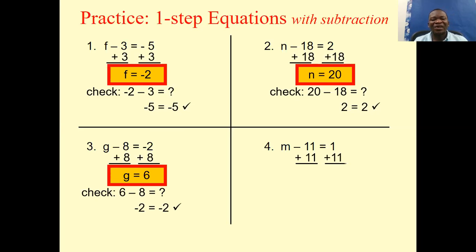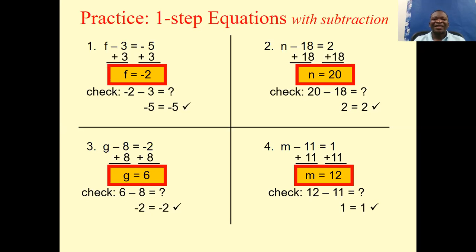The same thing for the fourth question. Our variable is m. The operation is subtraction. The inverse of subtraction is addition. So we add 11 to both the left-hand side and the right-hand side. Okay. Minus 11 plus 11 cancel out. We have m equals 1 plus 11, giving us 12. We then check again by substituting the value of 12 into the original equation. You have 12 minus 11, giving us 1. The left-hand side equals 1, the right-hand side equals 1. So you can see that our equation is balanced and our solution is correct.